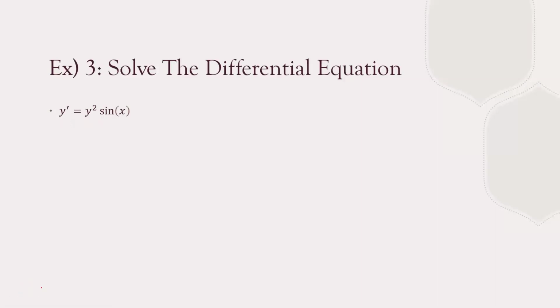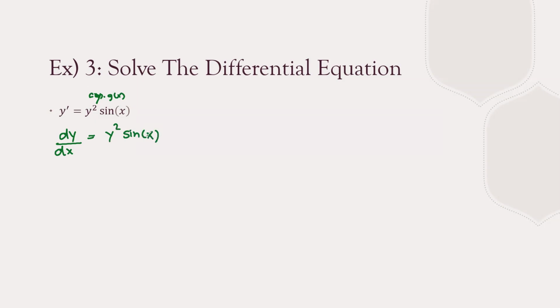So example 3, solve the differential equation with no initial condition. We have y prime equals y squared times sin of x. Is this separable? I believe so, because this is like a multiple, f of y times g of x. But this y prime, how can I rewrite that? That could be written as dy over dx equals y squared times sin of x.